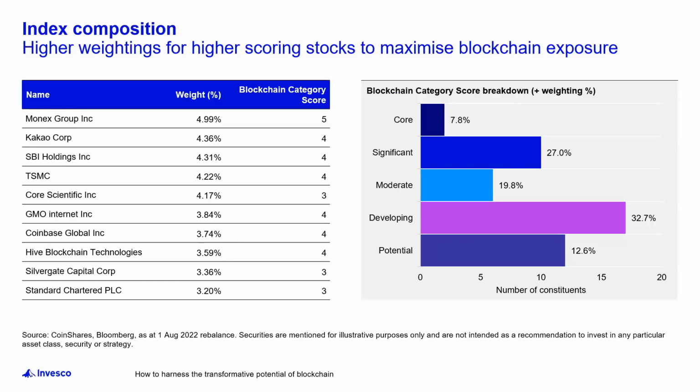So what does it look like? Well, you can see the largest holdings in the index as of the last rebalance date, which was at the start of August. So the largest example in the index here is Monex Group. It's a stock with a category score of 5, which equated to just under a 5% weight in the index. Monex is a great example of a blockchain-related stock that is exposed to public blockchain, so cryptocurrency usage, but it's exposed through its offering as an exchange.